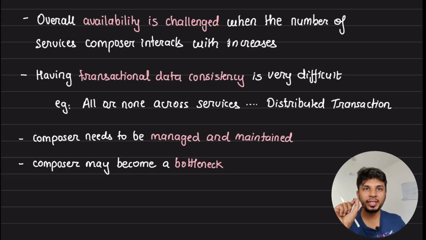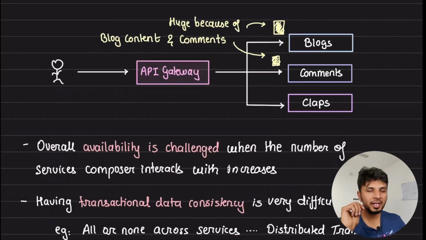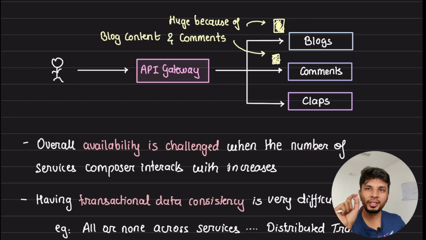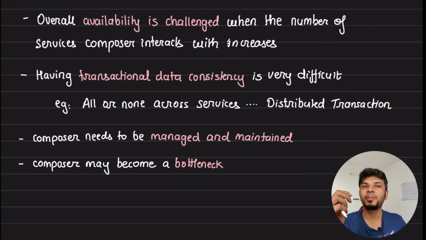Next is Composer needs to be managed and maintained. We added one more component in our system, which is your Composer or your API gateway, and it needs to be managed, maintained, observed, alerted and whatnot. Even if it is a managed service, you'd still need to monitor it, just to ensure that if it goes down, you know the backup plan for that.